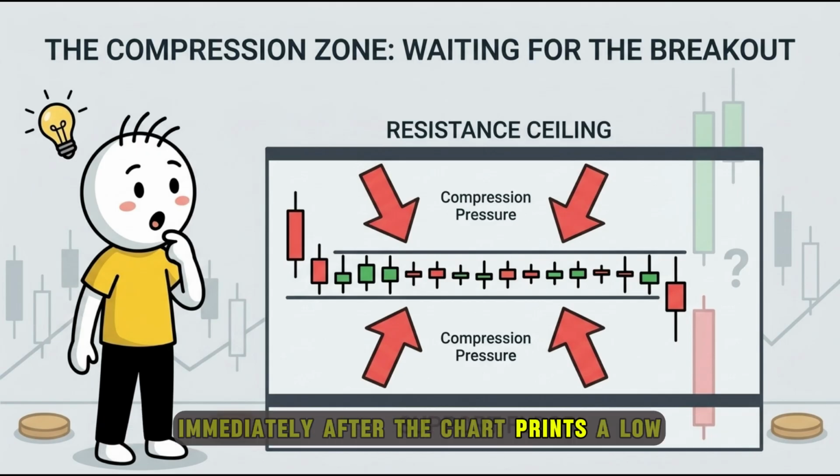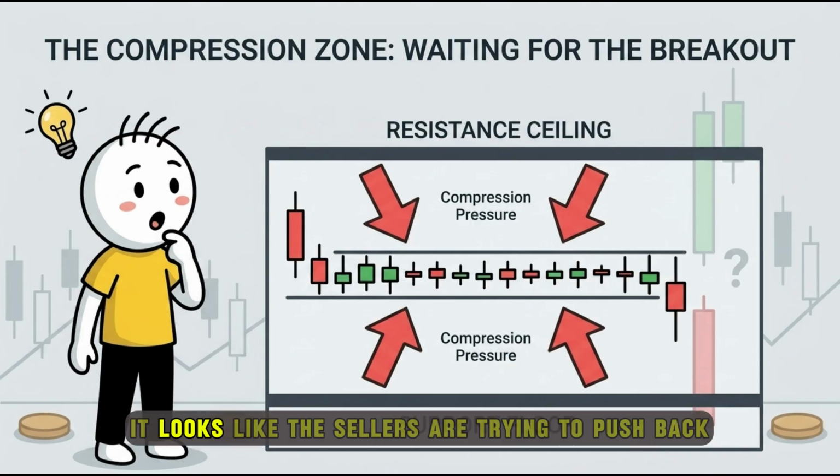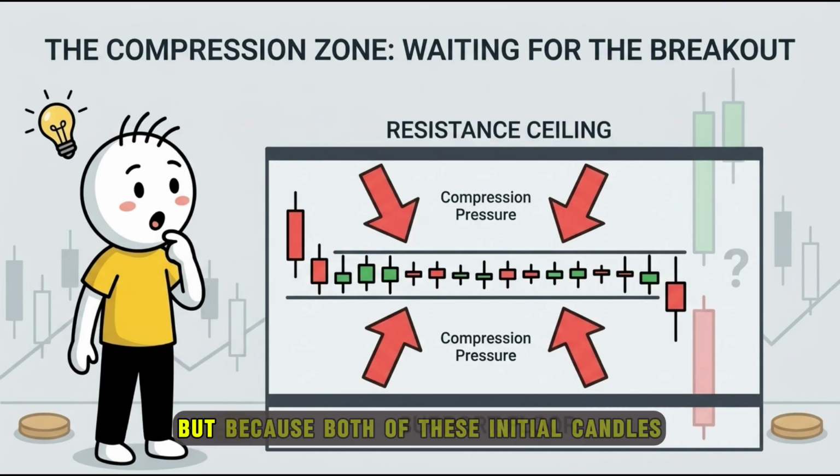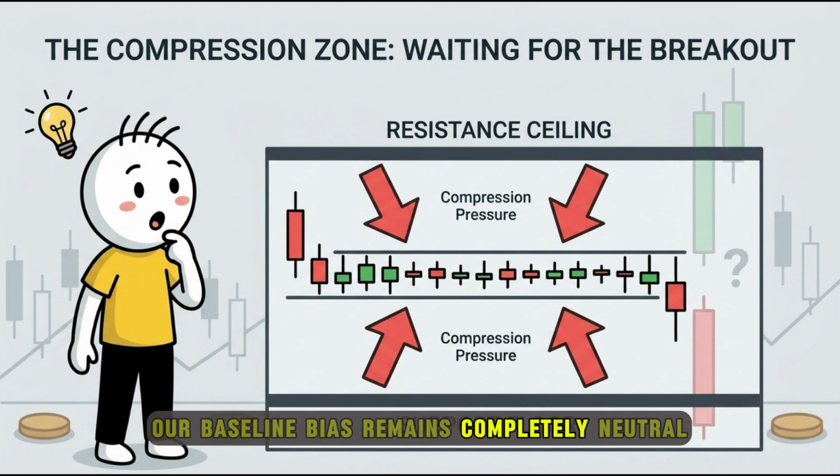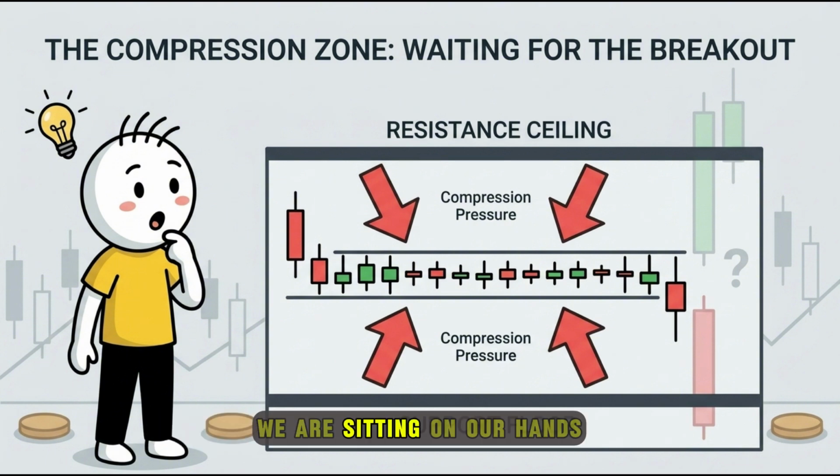Immediately after, the chart prints a low close range candle. It looks like the sellers are trying to push back, but because both of these initial candles are strictly range candles trapped inside the opening boundaries, our baseline bias remains completely neutral. We are sitting on our hands.